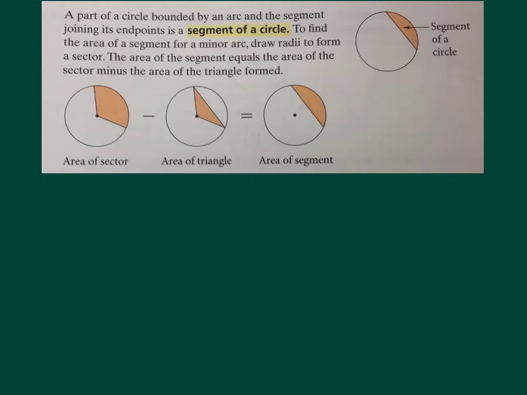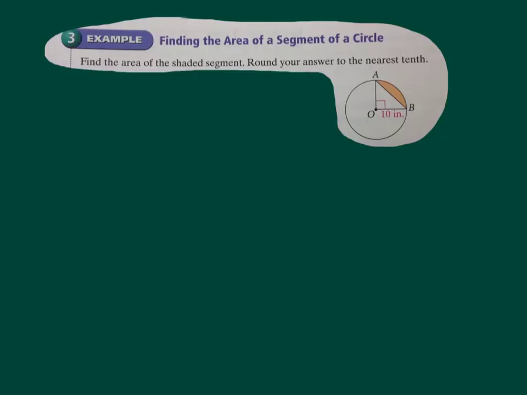How do you find the area of the segment? You take the area of the sector minus the area of the triangle. That gives you the area of the segment. Okay, let's take a look at one and see if we can figure out how to do this. Example 3 says, find the area of the segment of the circle with radius 10 and a central angle of 90 degrees. Please pause the video while you try to figure this out.